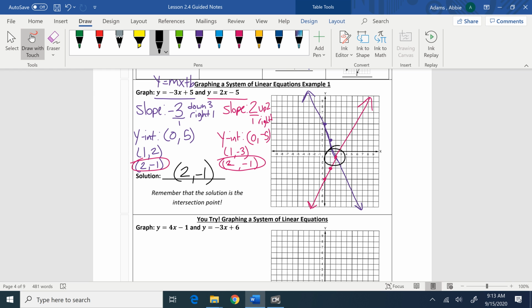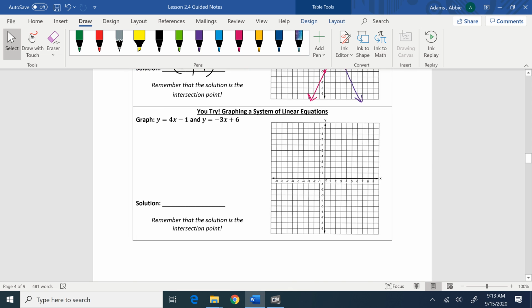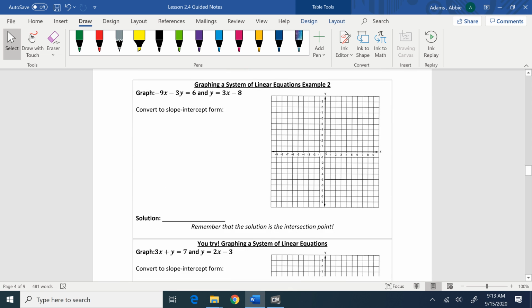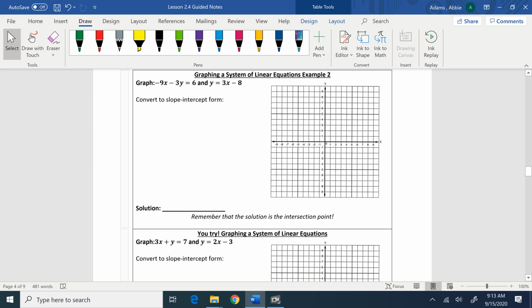So I'll let you guys try the next one. We're going to look at one, though, where we're not given both of them in slope-intercept form. If I go to example 2, it says graph negative 9x minus 3y equals 6 and y equals 3x minus 8. Our second line is already in slope-intercept form for us, so that one's pretty easy. I can say that our slope, or in this case, let's use our AROC, which is also your slope, is 3. I'm going to say that's 3 over 1, so that's up 3, right 1.